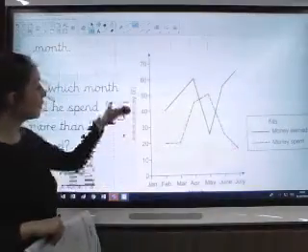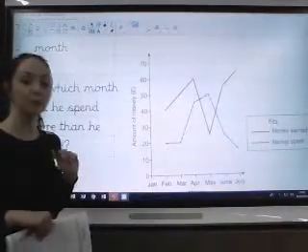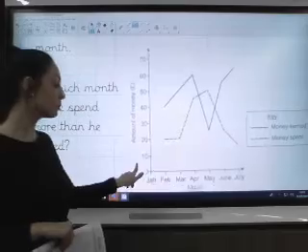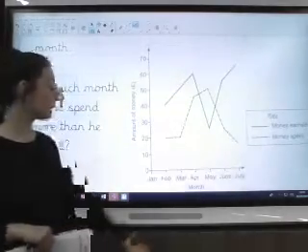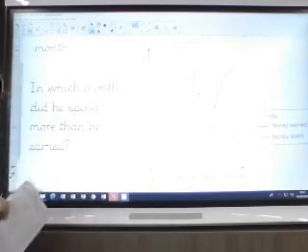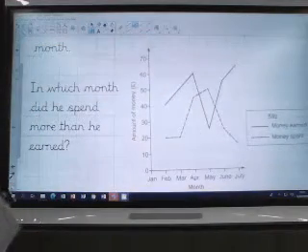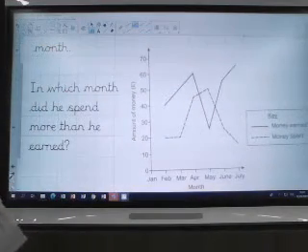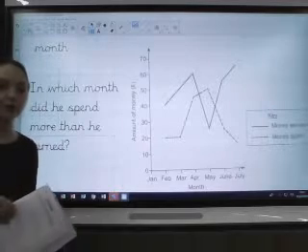Okay, so here we're going up in amount of money. We're going up in multiples of 10. And along the bottom, we've got our months. Okay, going from January to July. So let's have a look at our question. In which month did he spend more money than he earned?